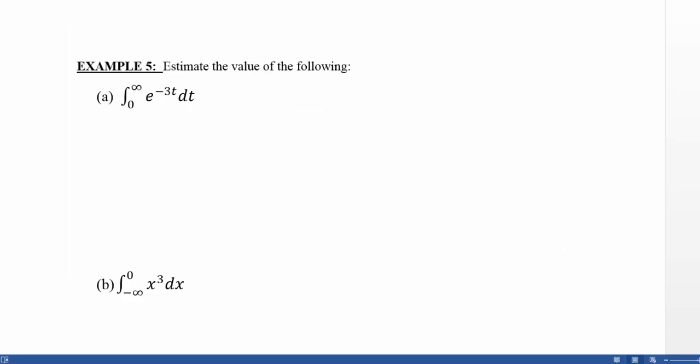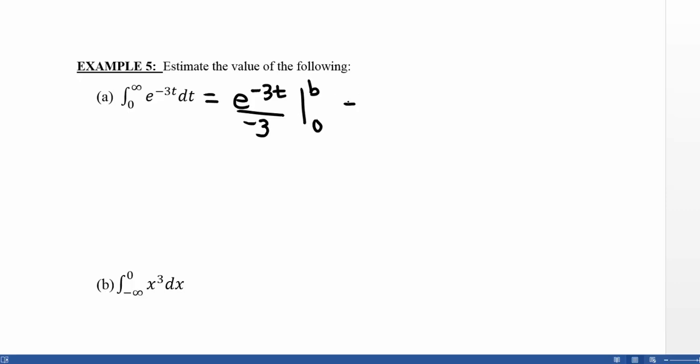Example 5. Estimate the value of the following. So here we see an improper integral because we see an infinity on one of the bounds. So we're going to start by finding the antiderivative of our function. So we have e to the negative 3t. The antiderivative of e to the negative 3t is e to the negative 3t divided by negative 3. Remember with this rule that we have to divide by the constant that's in the power. And we're going to evaluate this from 0 to b.